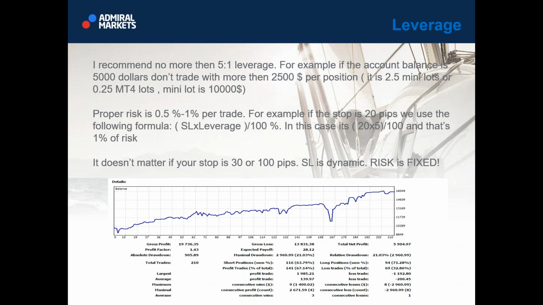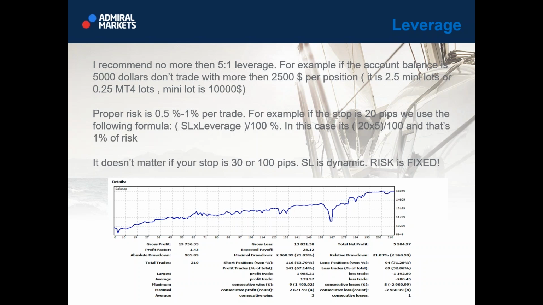Proper risk is 0.5% to 1% per trade. For example, if the stop is 20 pips, we use the following formula: stop loss times leverage, and that sum is divided by 100%. In this case, it's 20 times 5 divided by 100, and that means 1% of risk. That is how I really advise you to do, because overall your account will be grateful to you, and you will be grateful to me as I'm teaching you how to save your account from big drawdown, which is almost impossible to recover.